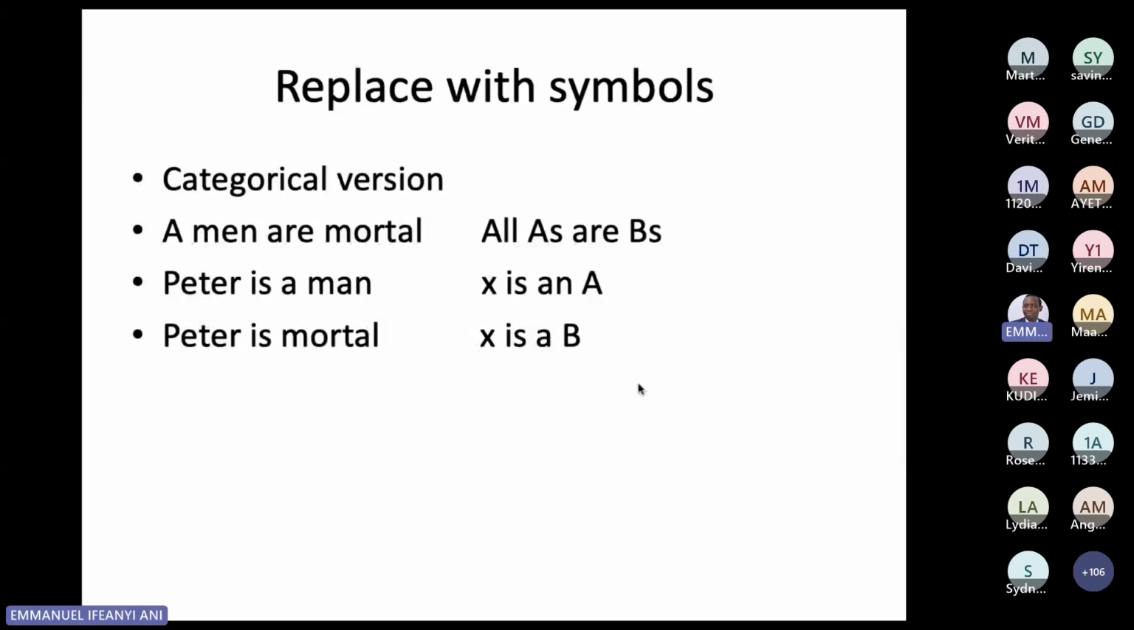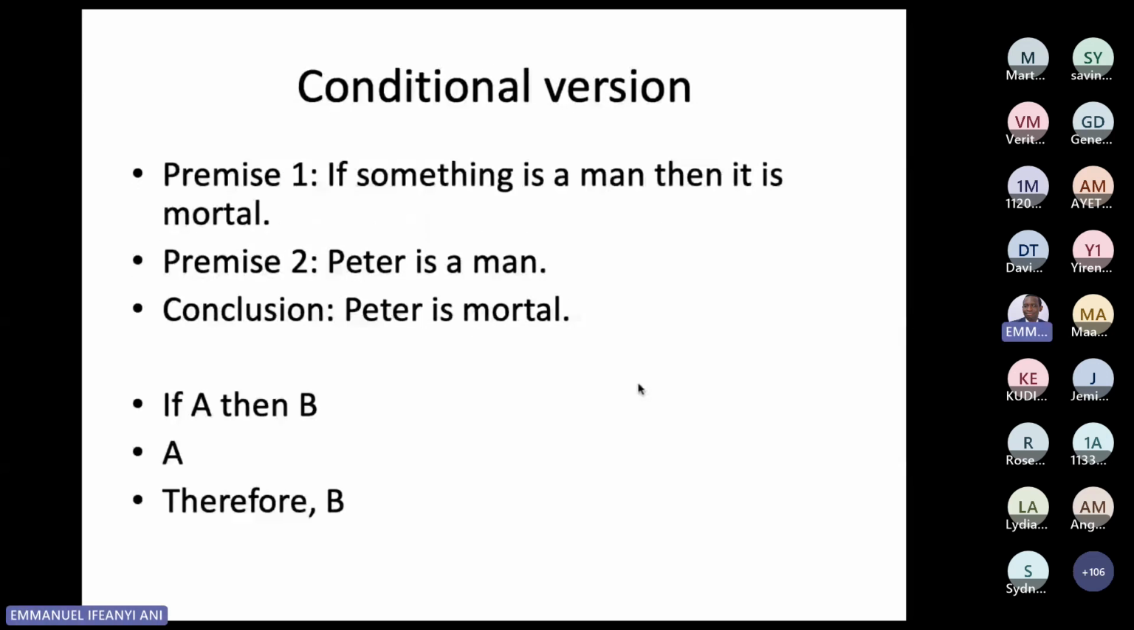Now let's look at the conditional version. If something is a man, then it is mortal. Peter is a man, therefore Peter is mortal. To convert them to symbols: if A, then B. X is an A, therefore X is a B. Or you can say if A, then B. A, therefore B.